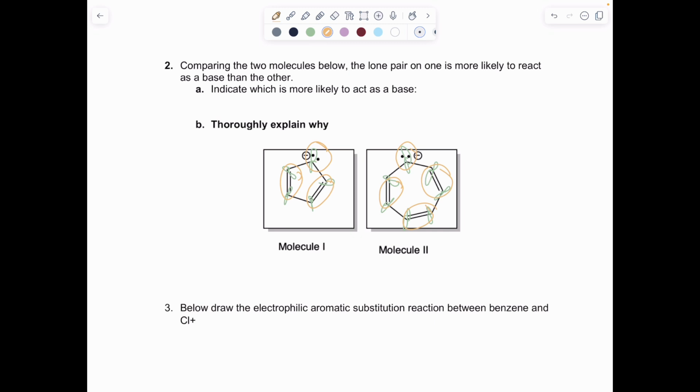And again, if you need a refresher on that, 4n plus 2 needs to be equal to the total number of electrons that you have in your conjugated system. So for molecule 1, that would be 6. And then you solve for n. So 6 minus 2 is 4.